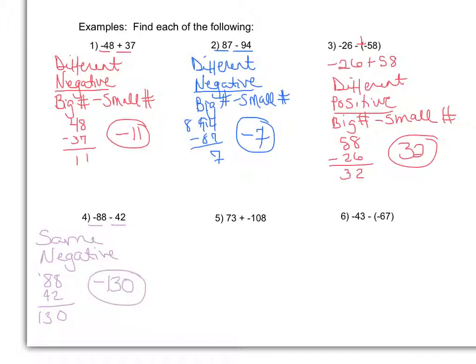And it should make sense. Sometimes with positives and negatives, it's helpful to think of temperature. If it's negative 88 degrees out and it drops 42 more degrees, isn't it even colder? So even colder, negative 130.